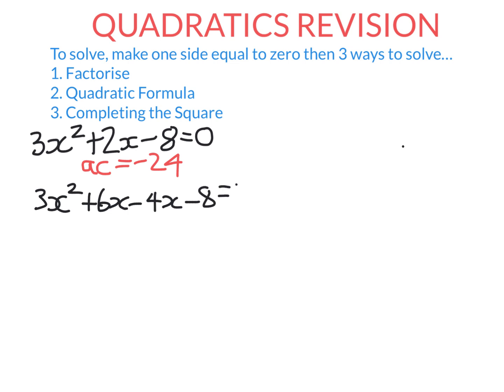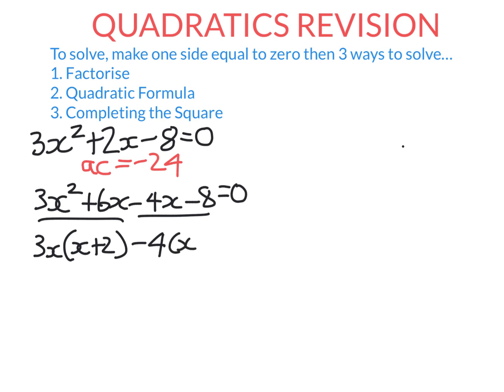Okay, now what we do is we factorize the first two. Highest common factor is 3x. All right, now we look at the last two. The highest common factor there is -4. So when you're using the AC method for factorizing, note that these brackets must be the same or you've done something wrong. We use highest common factor again. The highest common factor of this and this is the x plus 2 in brackets.